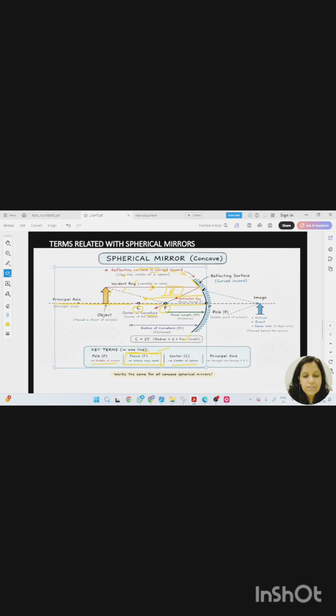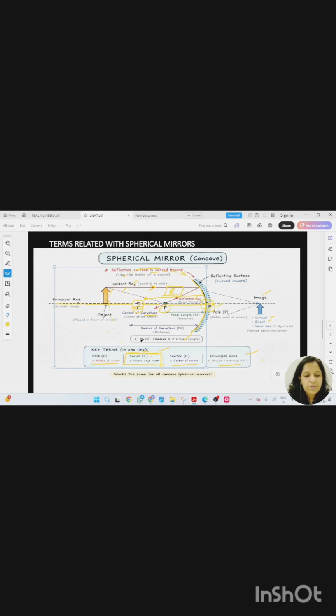Now the middle of this reflecting part of the spherical mirror, the center of this curved surface, is known as pole, which is represented by P. The principal axis is the line which joins P and C. The line which joins P and C together, this point and this point together, is known as principal axis. This we have already discussed, that whenever an image is formed behind the mirror, it will always be a virtual image. And if any image is formed in front of the mirror, it will be real and inverted.